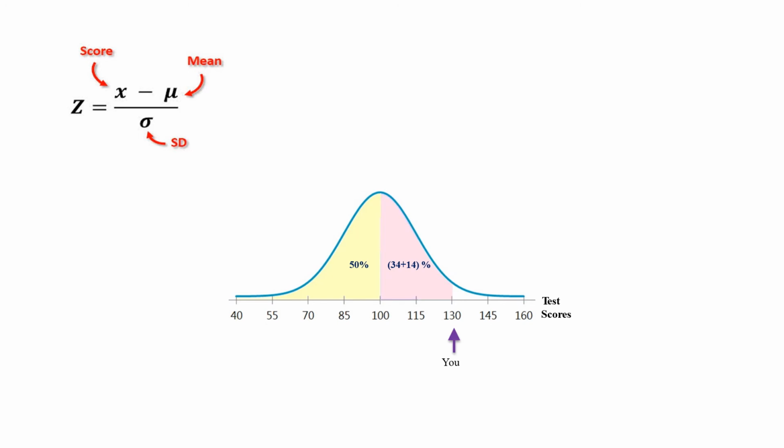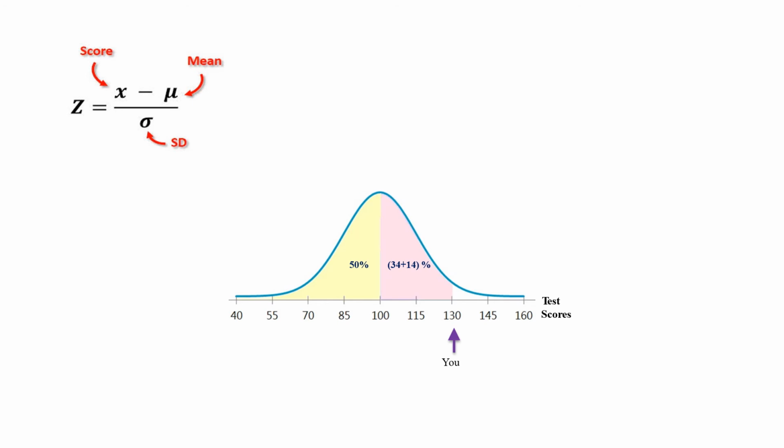And then if we look at the percentage in the shaded area, that tells us that you performed better than 98% of the rest of the group in the population or in your sample. So this is one use of a standard score.